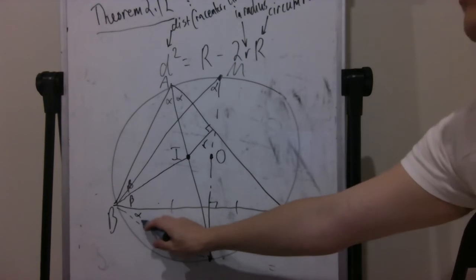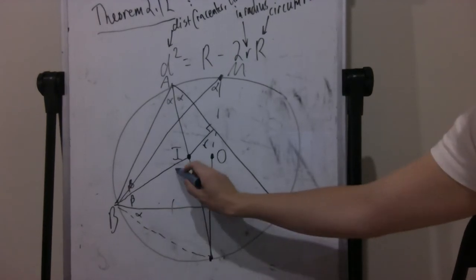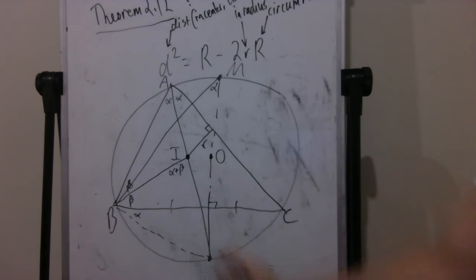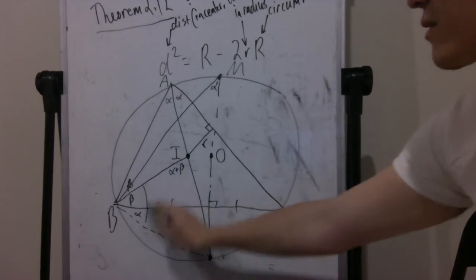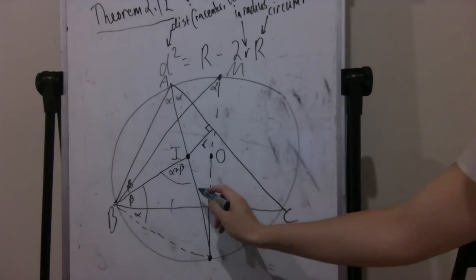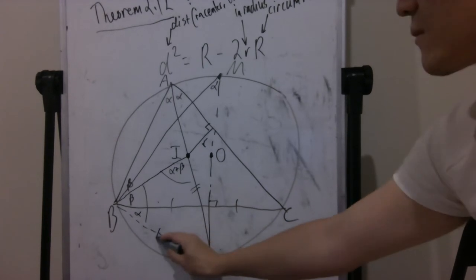Okay, so do you get that this is alpha? Do you get that this is just alpha plus beta? Yes, because it's an exterior angle. Sure. Okay, so then this is isosceles.